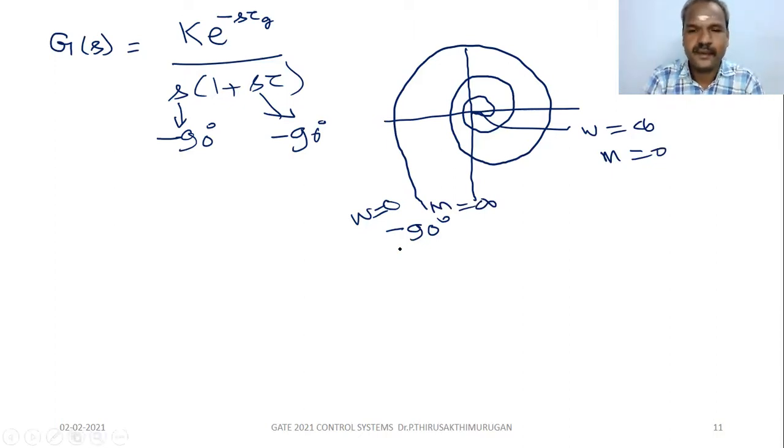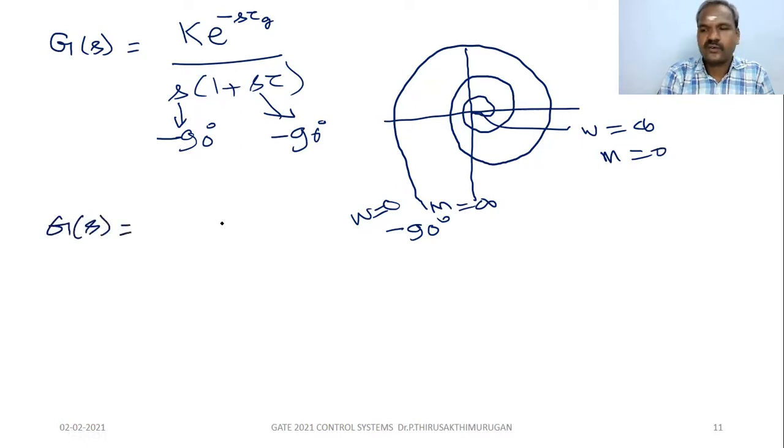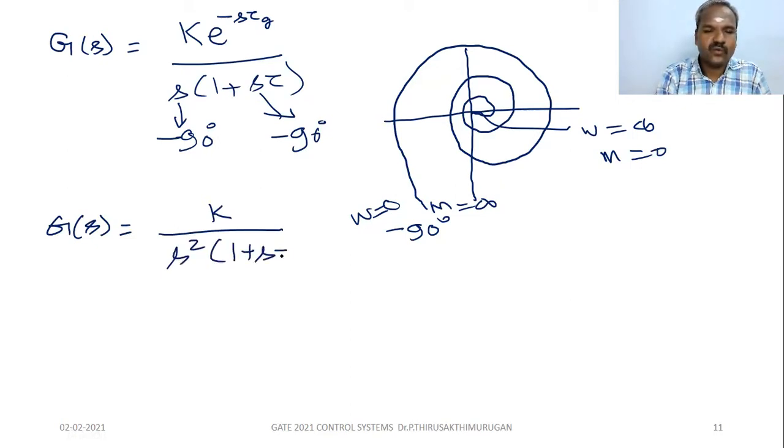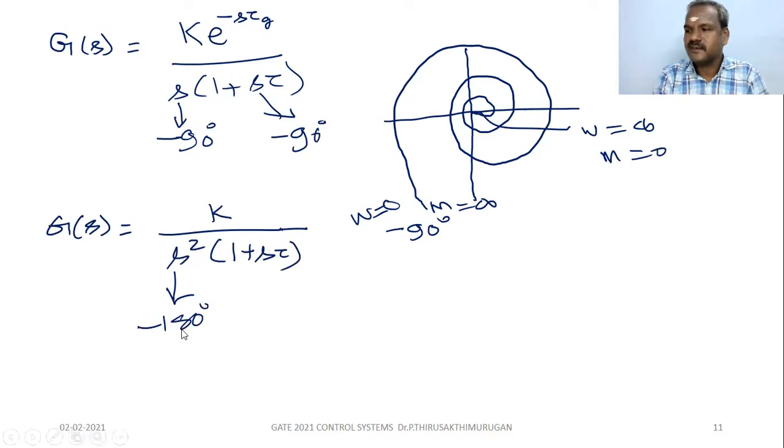So this is the typical polar plot. Okay, next we consider this transfer function G(s) equal to K divided by s squared. This is the type 2 system. So type 2 system means the initial point is shifted to minus 180. So obviously it shifted to minus 180 and ends at minus 180 to minus 270, right?